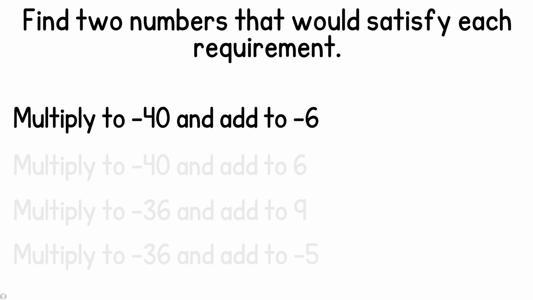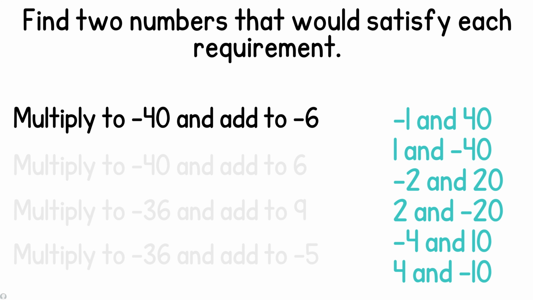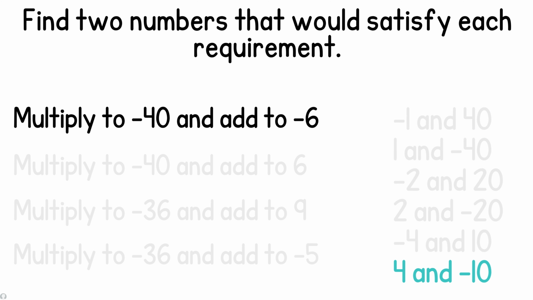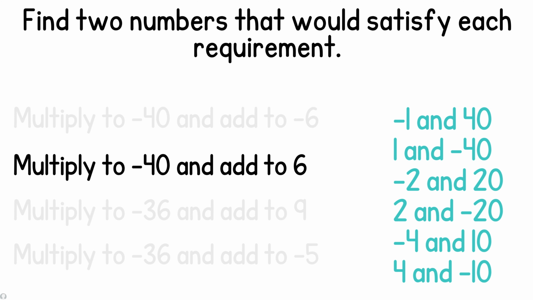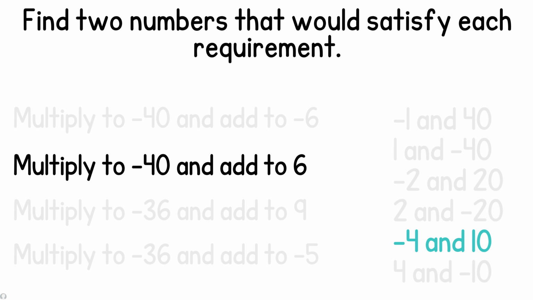In this example, we're going to find two numbers that would satisfy each requirement. Our first one says to multiply to negative 40 and add to negative 6. So we'll list our factors of negative 40 and see which ones add to negative 6. We can see this happens when x is 4 and negative 10. Our next one says to multiply to negative 40 and add to positive 6. So we'll have the same factors, but this time we'll use negative 4 and positive 10 to get the positive 6 that we want.